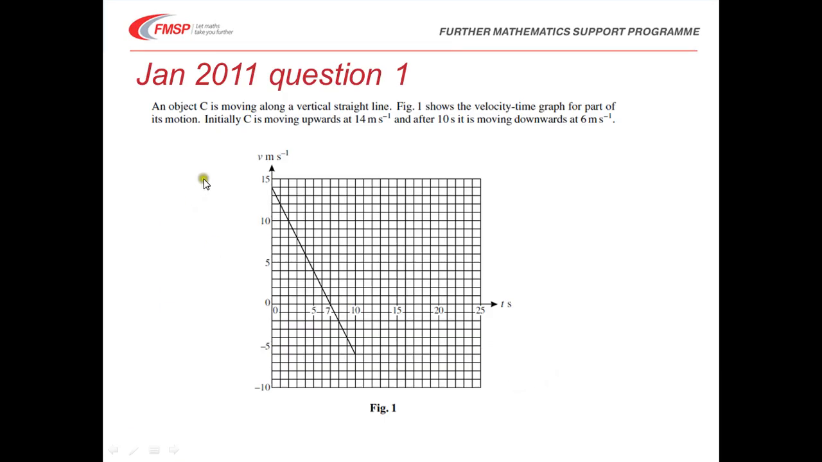We're given that an object is moving along a vertical straight line, and we have the velocity time graph part of the motion here. Initially the object is moving upwards with a velocity of 14, and after 10 seconds it's moving downwards with a velocity of 6 meters per second.